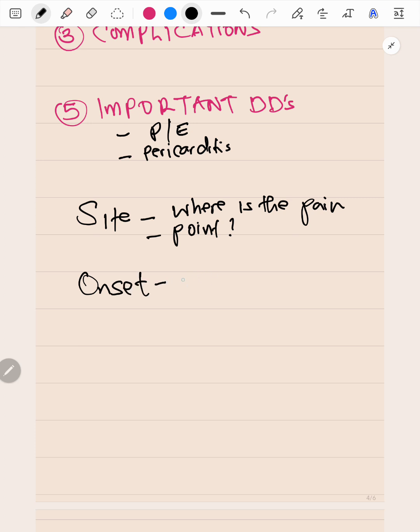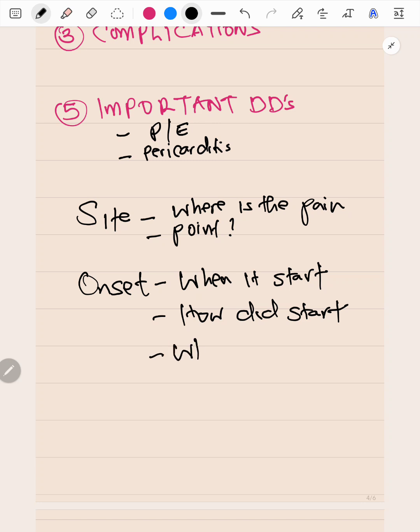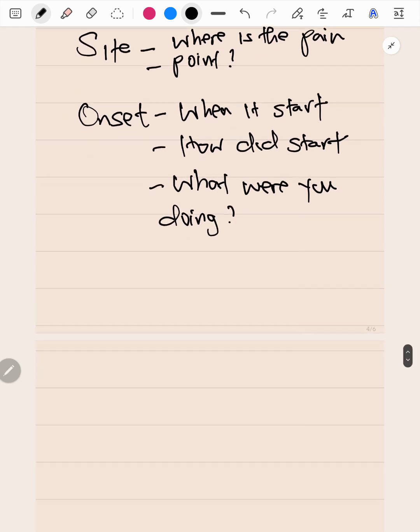Then onset. There are a few questions we ask here. We ask, when did it start? How did it start? Was it sudden? Was it gradual when it started? And then, what were you doing when it started? They'll probably tell you, doctor, I was just sitting down. Or sometimes they can tell you, I was walking uphill. Then you will know probably this is stable angina.